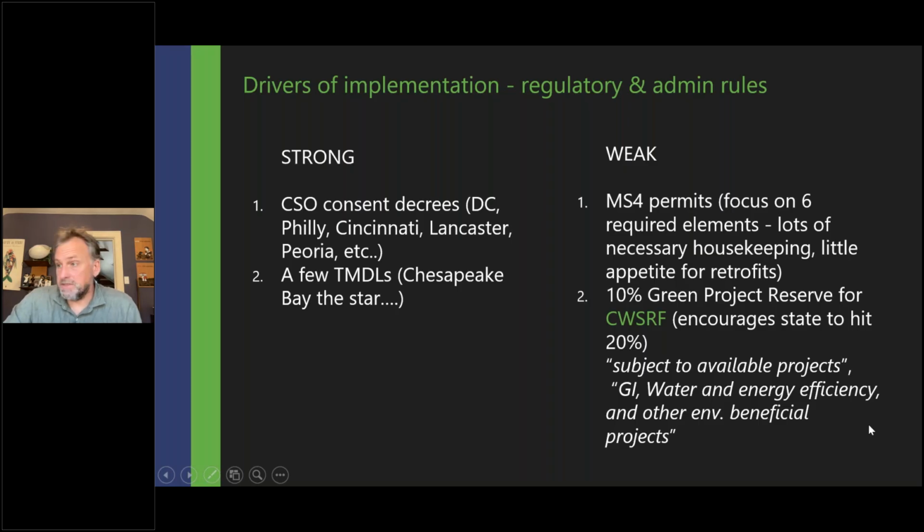Chesapeake Bay TMDL is another great example of how an enforceable TMDL has driven really impressive green stormwater implementation in this watershed at a rate not really matched elsewhere in the U.S. Some weak drivers are most of the MS4 permits, excluding those in the Bay region, where not many really include a requirement for implementation or retrofits.